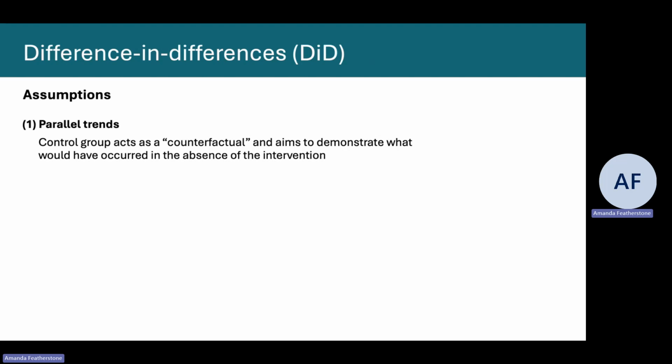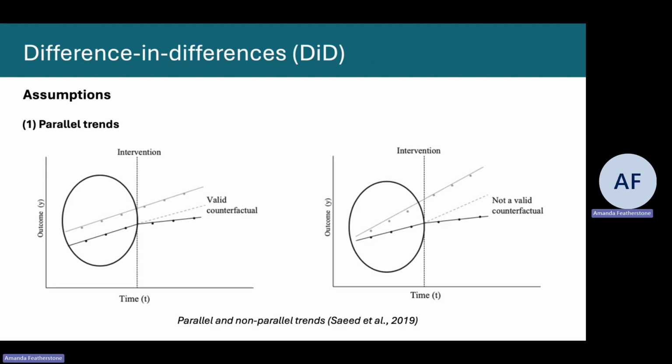When conducting a difference in differences analysis, there are two main assumptions that should be considered. The first is the parallel trends assumption. The use of a control group is to act as a counterfactual and aims to demonstrate what would have occurred in the absence of the intervention. We need to have a control group in this sense so that we can control for time-varying factors that may be influencing the intervention.